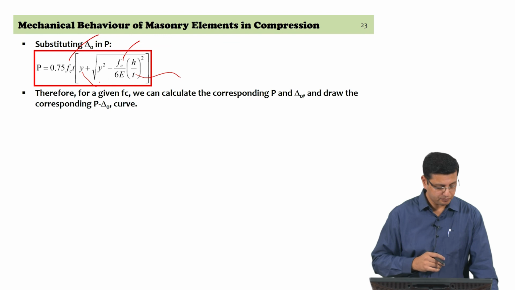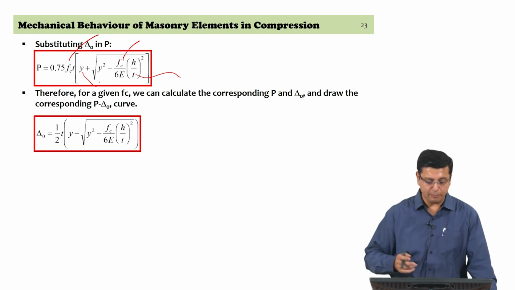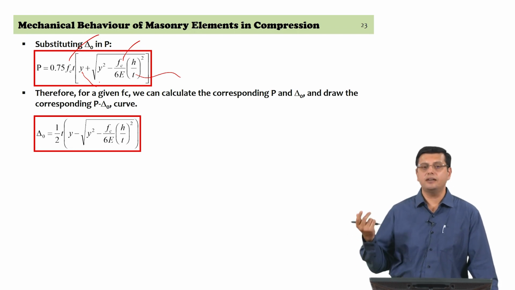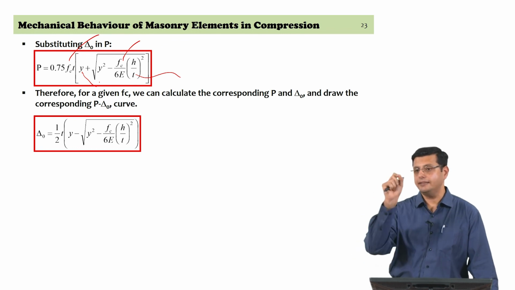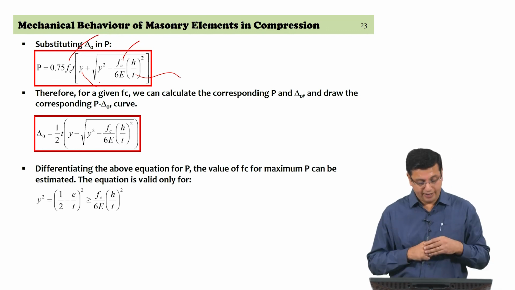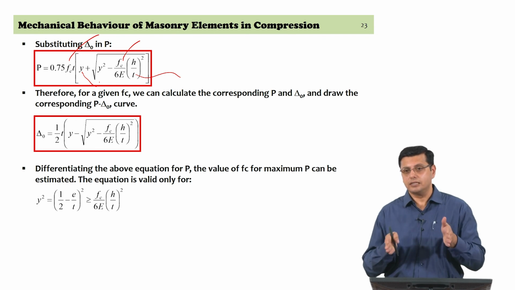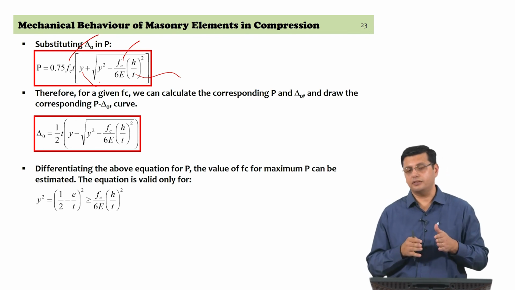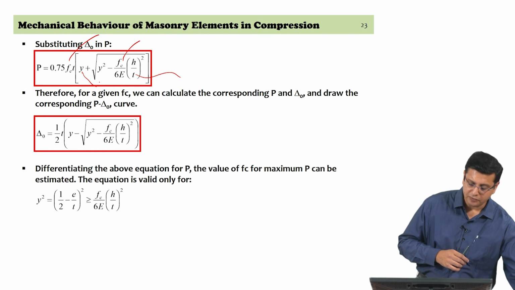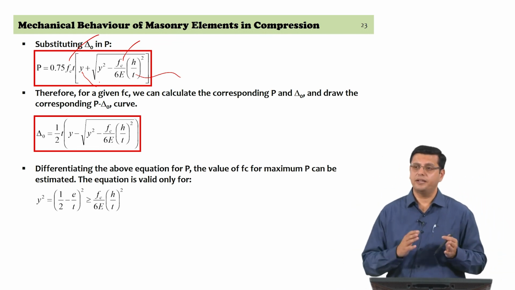So, this expression and the earlier expression for delta can help you draw a force displacement relationship, knowing the compressive strength of the masonry, height of the wall, thickness of the wall, modulus of elasticity and the eccentricity of the loading itself. However, if you look at the closed form solution, the equation is actually valid only for a certain range of y or the eccentricity ratios. So, this is basically an exercise that looks at arriving at the capacity in compression of a masonry wall, considering two important effects, the eccentricity ratio and the slenderness ratio of the wall itself.